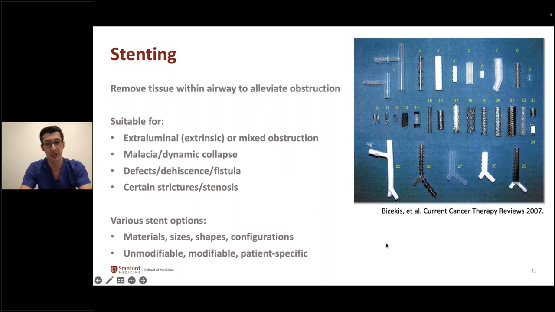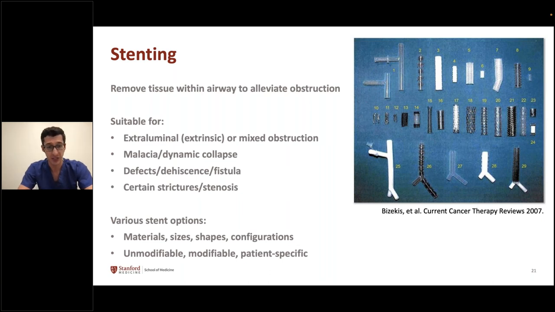Stents are not used to remove tissue within the airway unless you use them incorrectly. Stents are used to alleviate obstruction by restoring airway patency. They're suitable for a variety of different indications: patients with extrinsic or mixed obstruction, patients with dynamic or malacic disease, patients with holes in the airways, defects, dehiscences, fistulas. We have a big lung transplant population here, so we see our fair number of airway dehiscences that sometimes require stenting to seal off a defect.